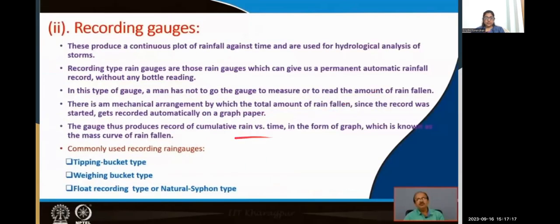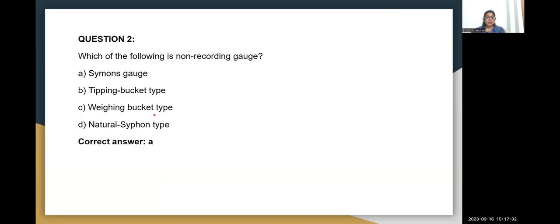And in the recording gauges, the three major types we are talking about here are the tipping bucket type, weighing bucket type, and the float recording type or the natural siphon type. These are the three types of recording rain gauges. So the question here is, which of the following is a non-recording gauge? The answer would be A, Symons gauge. The tipping bucket, weighing bucket, and natural siphon type or floating type rain gauges are all recording gauges, these three, B, C, and D.